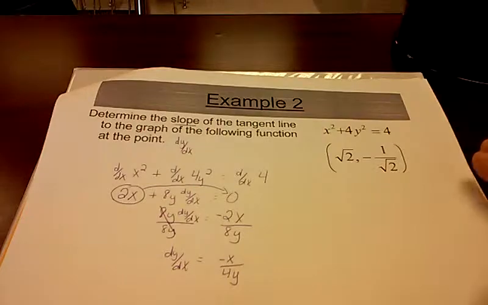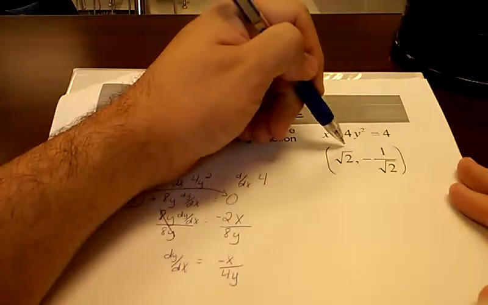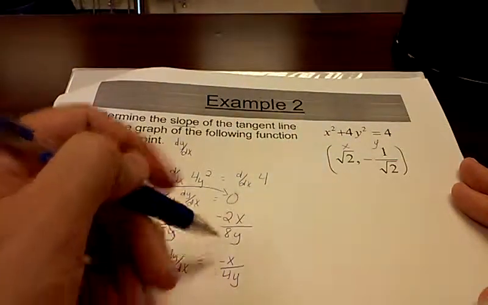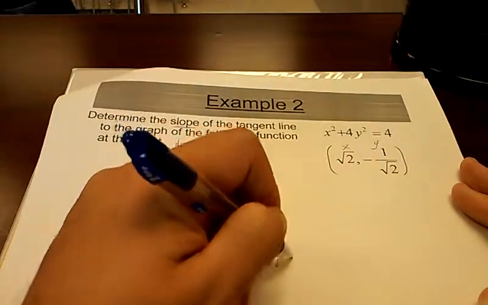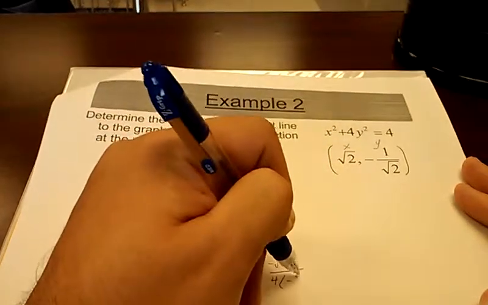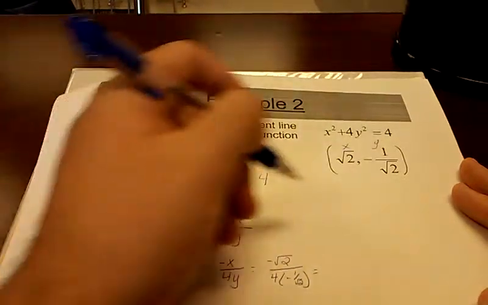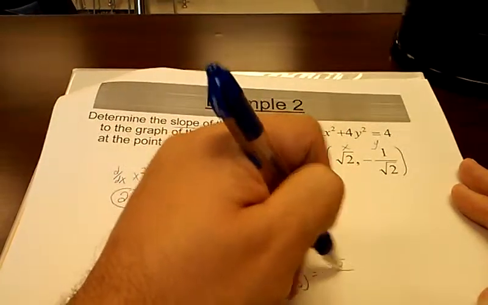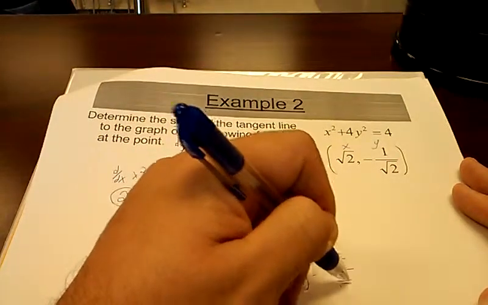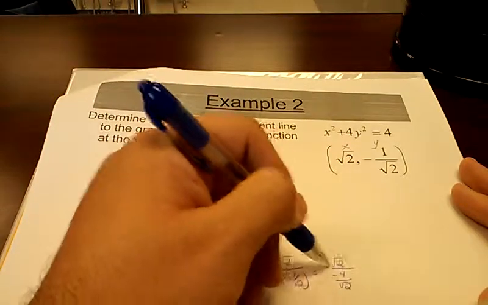Now, to find the slope of the tangent line, I'm going to need to plug in my values for x and y into the derivative. So in this case, I would have negative square root of 2 over 4 times negative 1 over the square root of 2. Your algebra skills are going to be tested here. I'm going to get negative square root of 2 over 4 times negative 1 would be negative 4 over the square root of 2. I'm going to stay, change, flip, because this is division.